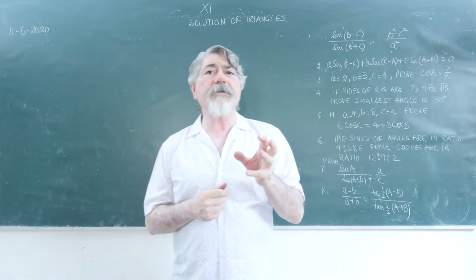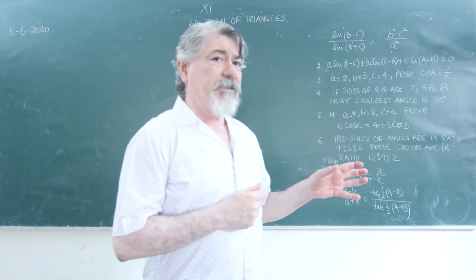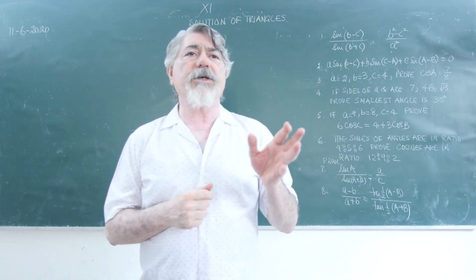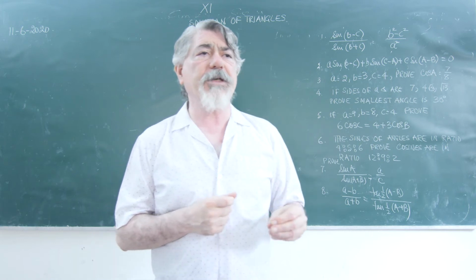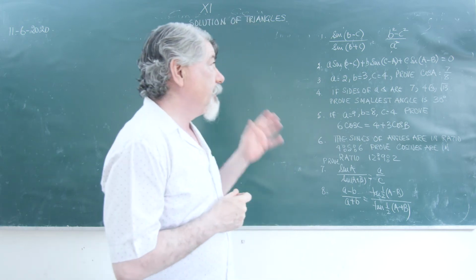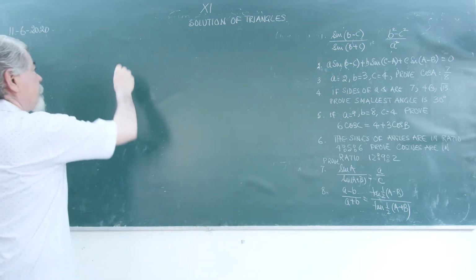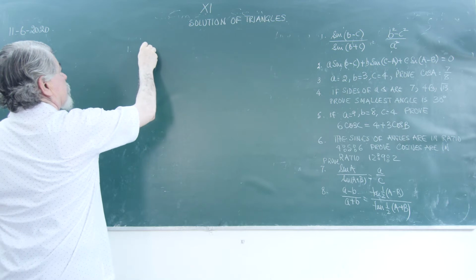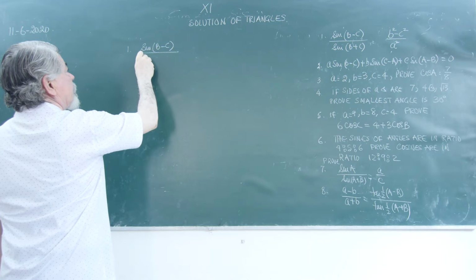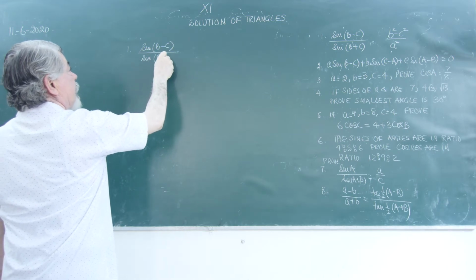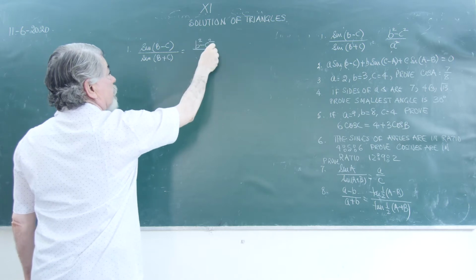These square terms we get from the cosine laws. The cosine law is cos a is equal to b square plus c square minus a square upon 2bc, or cos b is equal to c square plus a square minus b square upon 2ca, things like that. So let us see how we solve it. I have sine (b minus c) upon sine (b plus c), and I have to prove it equal to b square minus c square upon a square.